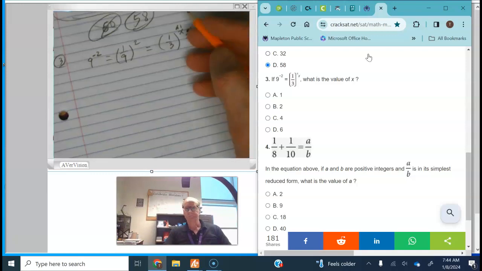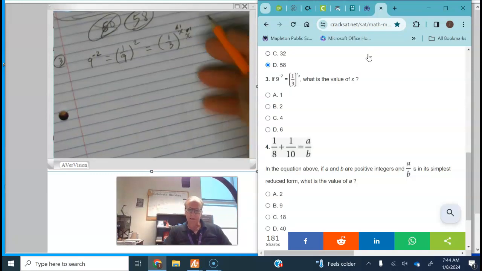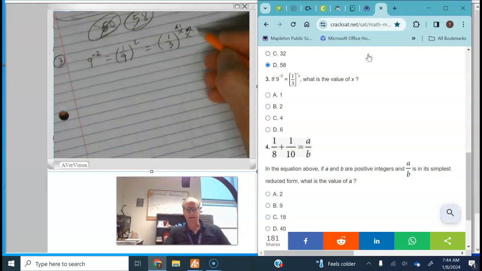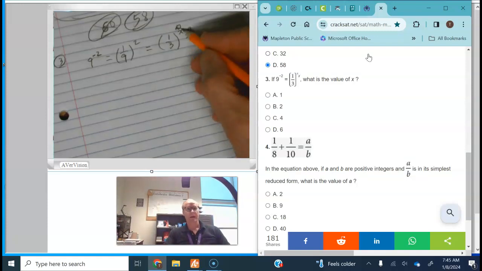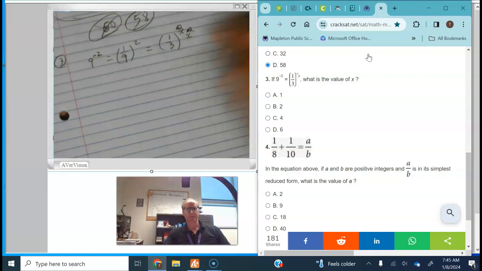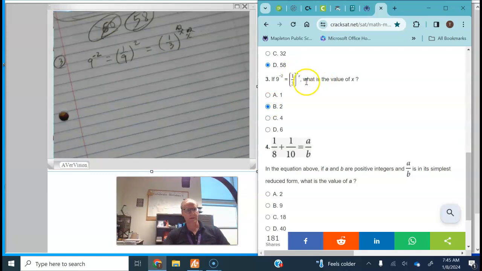If I put a 1 here and I put a 2 here, I get 1/3 squared, which is not right. But if I put a 2 here and I square it, then I get 1/3 to the 2, and then I square it again. So it is a 2. I couldn't figure out what they were talking about.